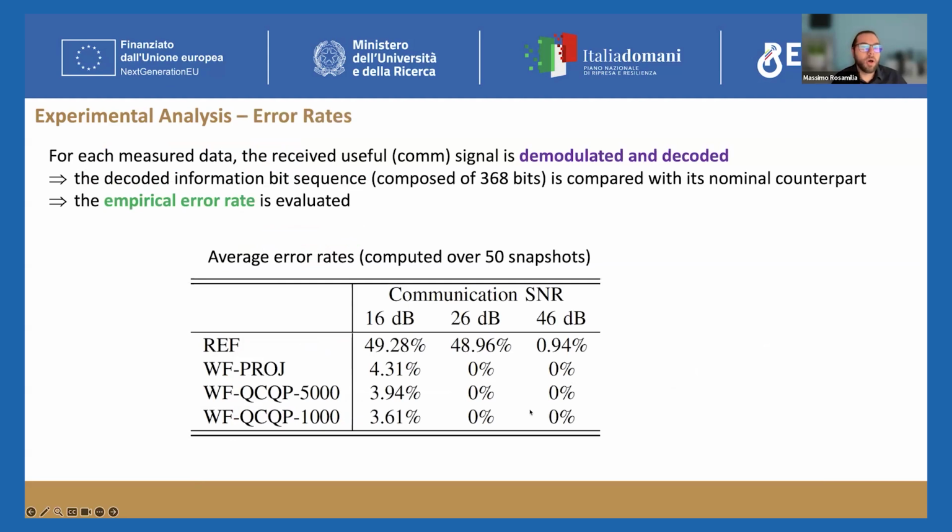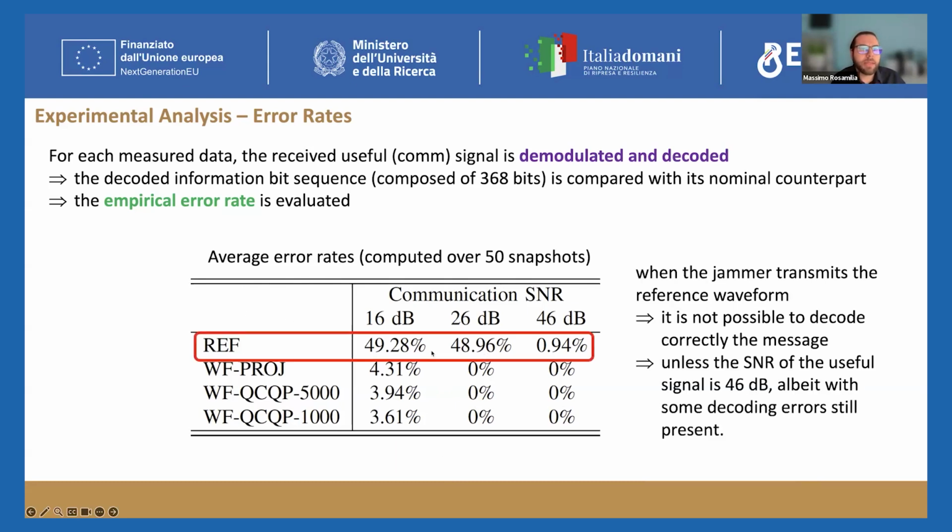Okay, we also assessed the performance of the jamming, so the capabilities of the designed jamming signal onto the communication emitter, in terms of empirical error rate. In particular, for each measured data, so for each scenario, we demodulated and decoded the communication signal, and then we compared the decoded information with the nominal counterpart in order to evaluate the empirical error rate. In this table, we reported the average error rates computed over 50 snapshots for all the several considered cases.